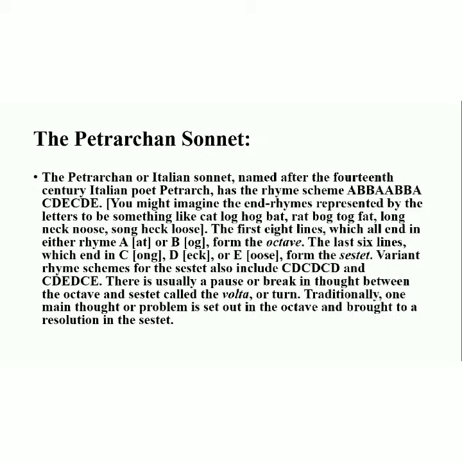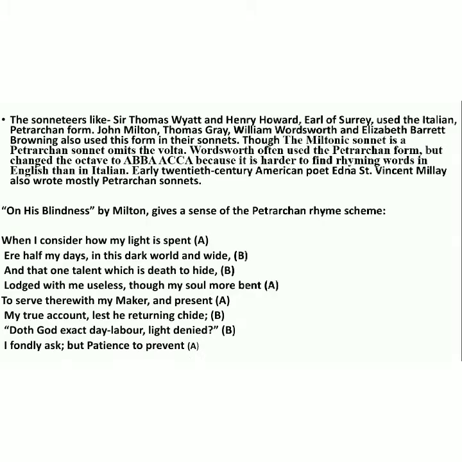There is usually a pause or break in thought between the octave and sestet called the volta or turn. Traditionally, one main thought or problem is set out in the octave and brought to a resolution in the sestet. Sonneteers like Sir Thomas Wyatt and Henry Howard, Earl of Surrey, used the Italian Petrarchan form. John Milton, Thomas Gray, William Wordsworth and Elizabeth Barrett Browning also used this form in their sonnets. Though the Miltonic sonnet is a Petrarchan sonnet, it omits the volta.